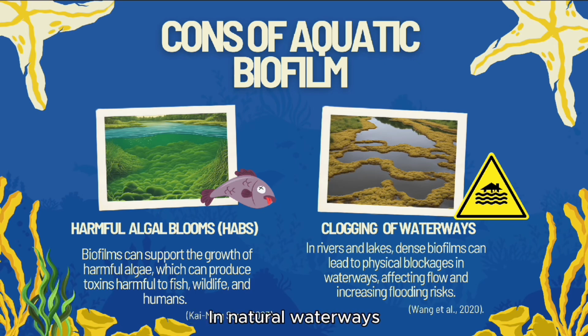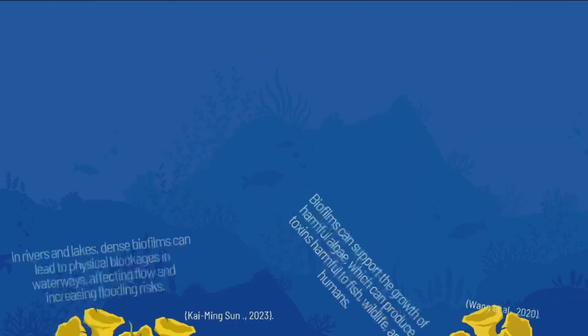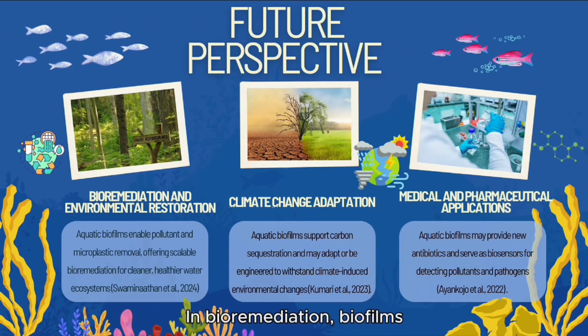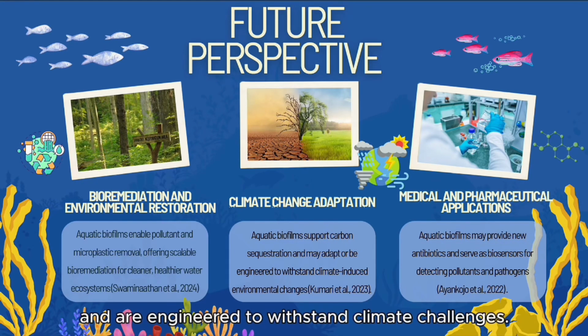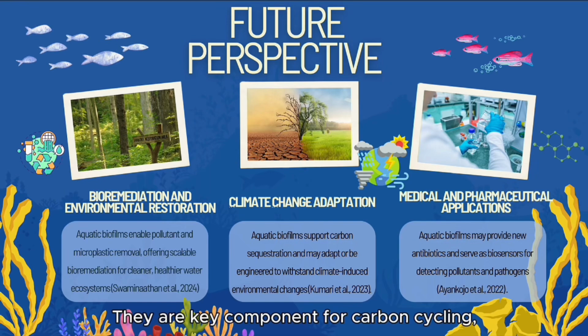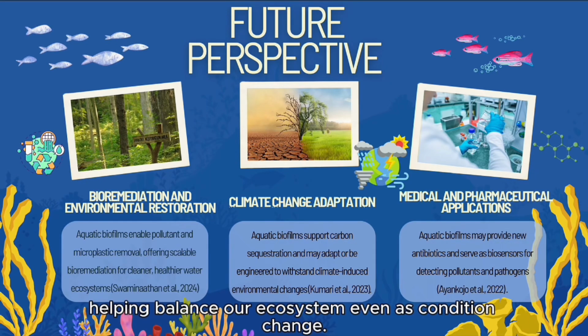In natural waterways, this can contribute to physical blockage, reducing the flow of water and leading to stagnant areas where sediment and organic material can build up. In bioremediation, biofilms play a crucial role by removing pollutants and microplastics, providing a scalable solution for healthier water ecosystems. With climate change adaptation, biofilms support carbon sequestration and are engineered to withstand climate changes. They are a key component for carbon cycling, helping balance our ecosystem even as conditions change.